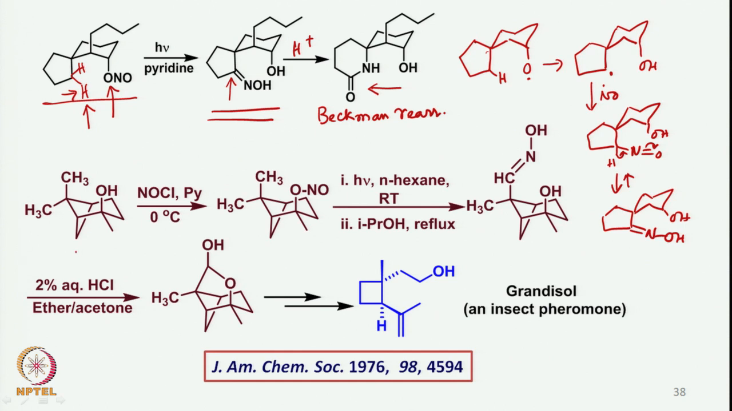In a similar fashion, like one of the previous examples I took, we take this OH group here, use nitrosyl chloride and pyridine to convert this particular OH group into the ONO part of it, and then photolyze it, and eventually this particular hydrogen can be converted to the corresponding oxime, and this oxime can be hydrolyzed from here to the corresponding aldehyde. That aldehyde will exist as this lactol.